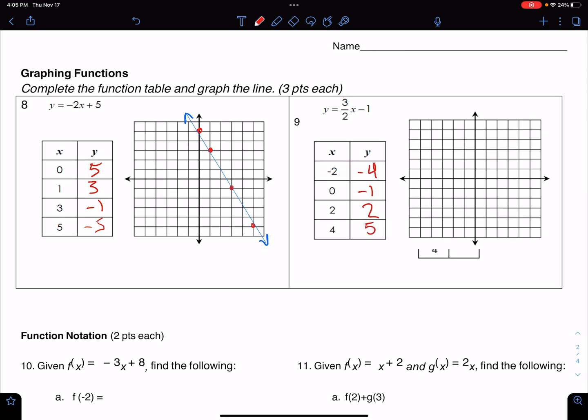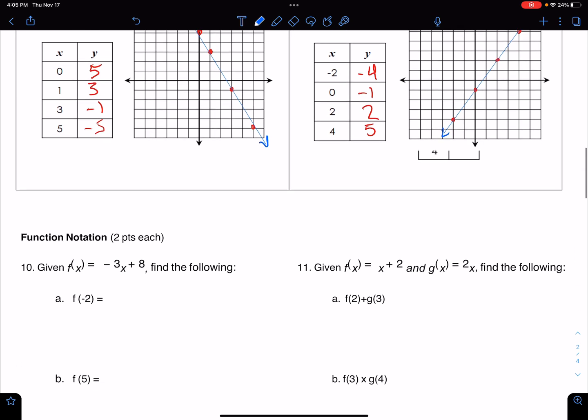So then I graph these. So -2, -1, 2, 3, 4. I put a dot. 0, -1. I put a dot. 2, up 2. I put a dot. And then 4, 1, 2, 3, 4. Up 1, 2, 3, 4, 5. And I put another dot. And then all I do, just like the last one, is connect my dots, just like so. And I put arrows, because I'm a mathy person.